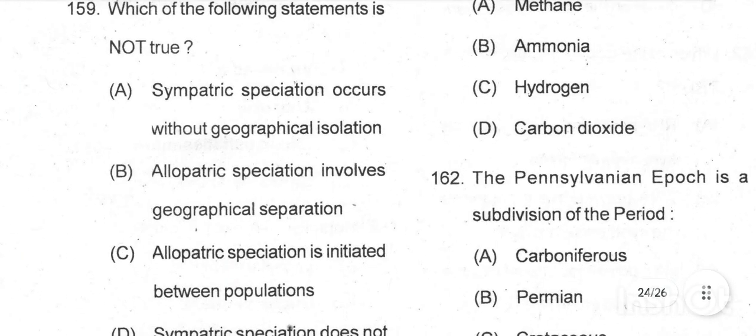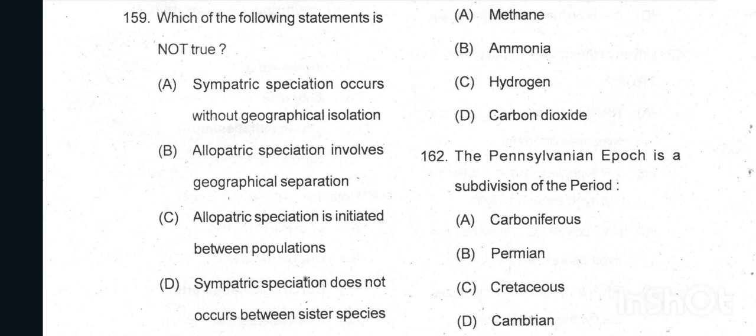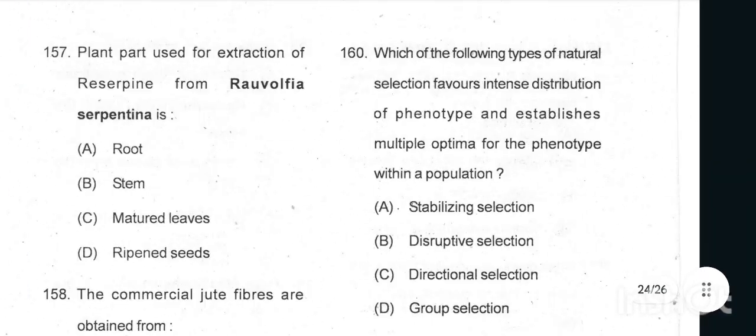Which of the following statements is not true? Sympatric speciation occurs without geographical isolation. Allopatric speciation involves geographical separation and is initiated between populations. Sympatric speciation does not occur between sister species. So here option D is the correct one. Sympatric speciation does not occur between sister species.